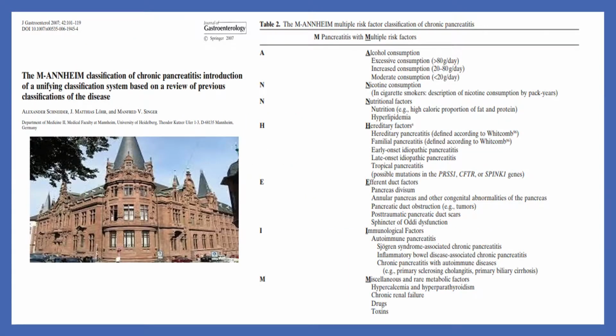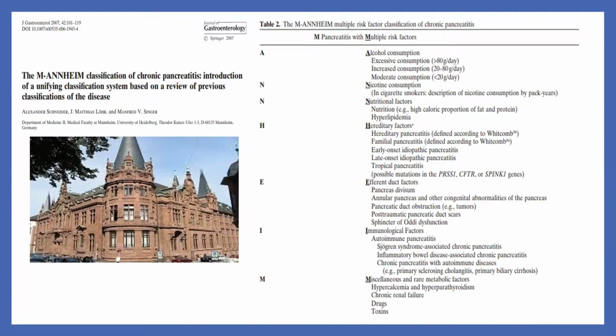This particular classification is important because it attempts to classify all the things that we have discussed into some kind of reasonable schema that we can all understand. I also like to point it out because of the brilliance of the people who devised it, because their name is actually the name of the classification system. This is from the University of Heidelberg, located in the city of Mannheim in Germany, and the classification is called the Mannheim classification. How did they do it?